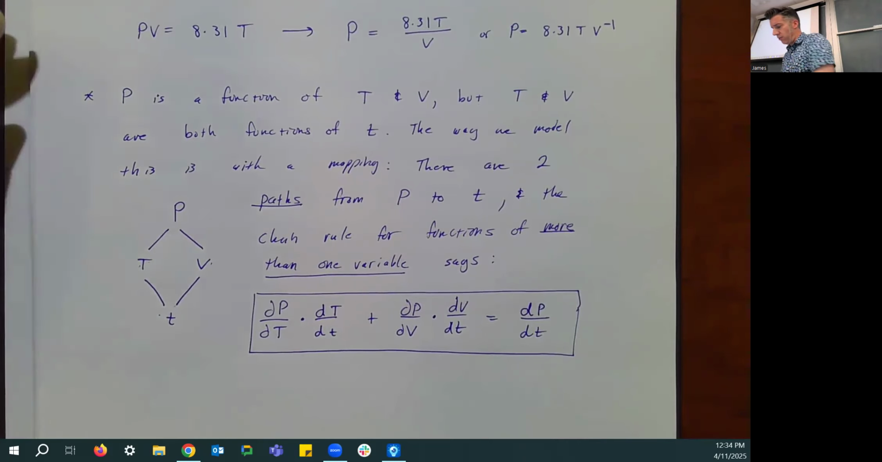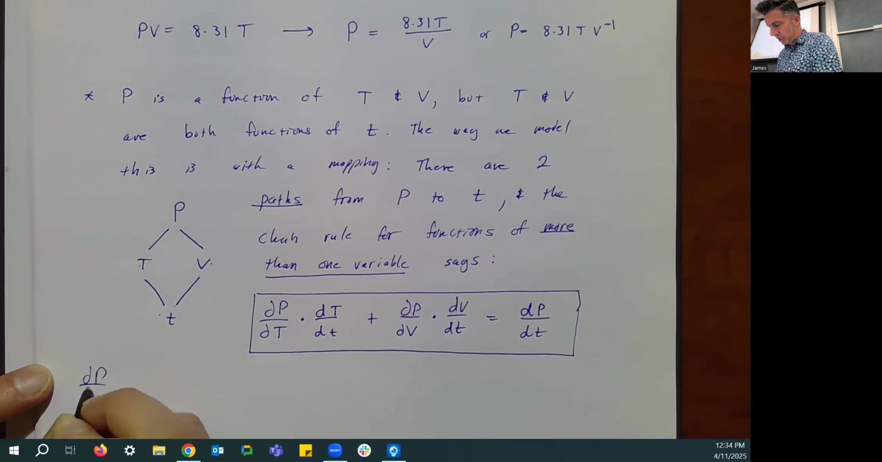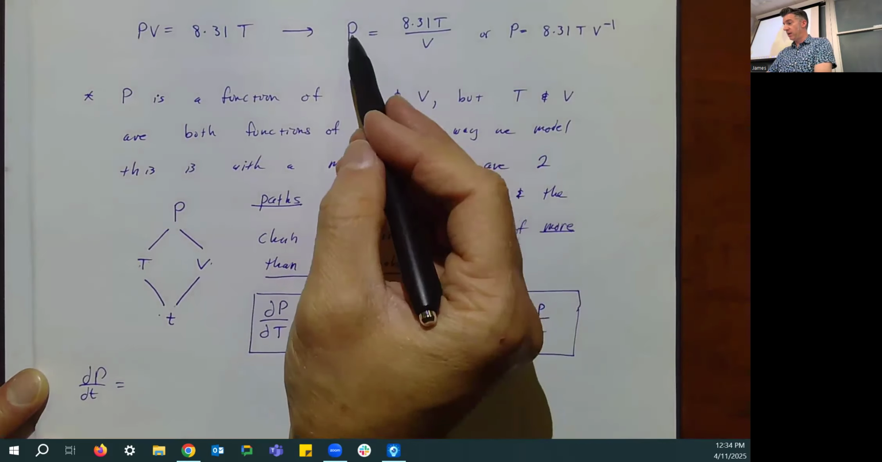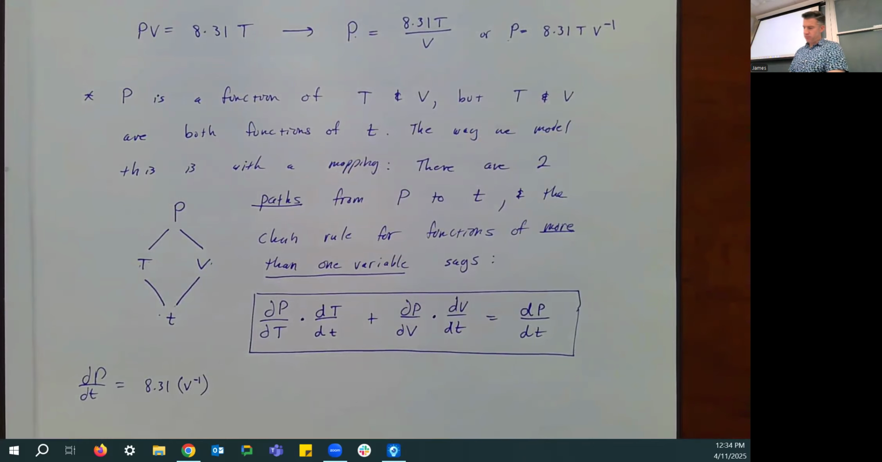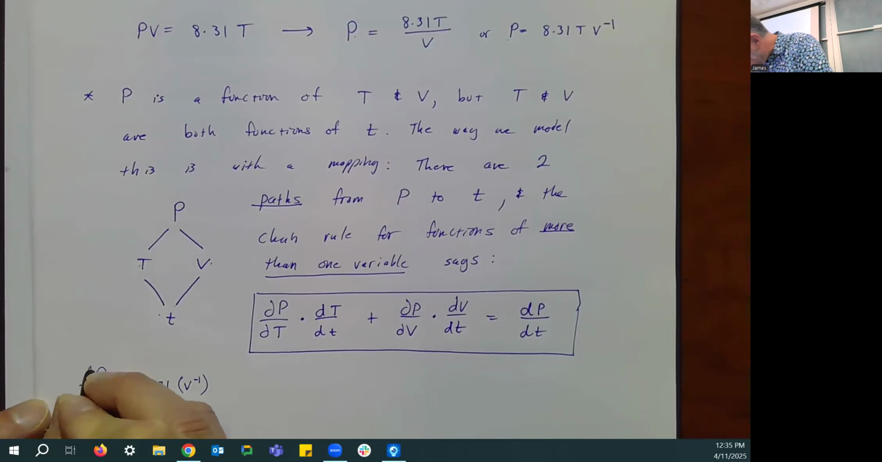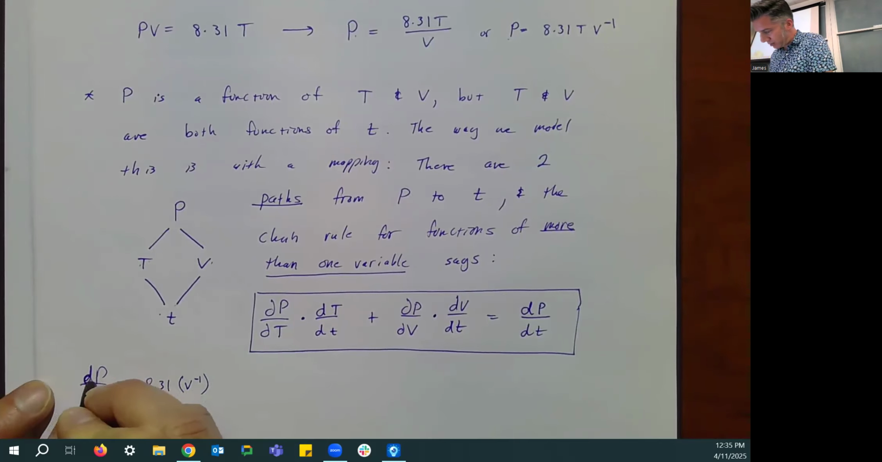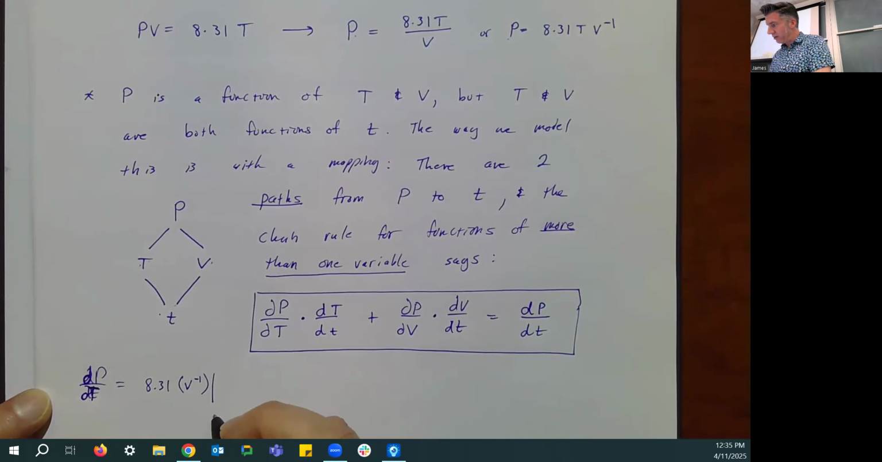So our dP/dt, well, taking the derivative of P with respect to T, it's going to be 8.31 times V to the negative 1. Sorry, that's too many capital T's. It's my del P del T. These T's are terrible. Sorry. And then we plug in V equal to 100 because the volume is 100, and we get 8.31 divided by 100, or 0.0831.